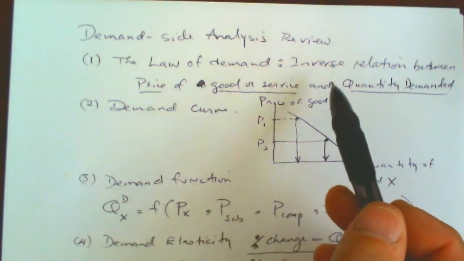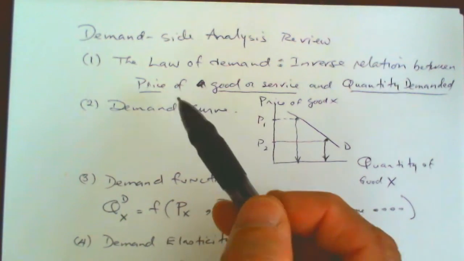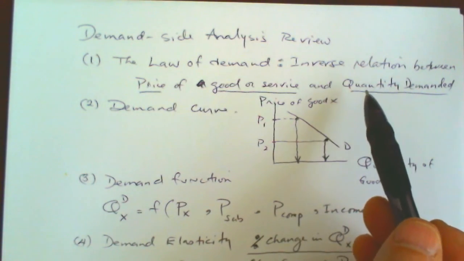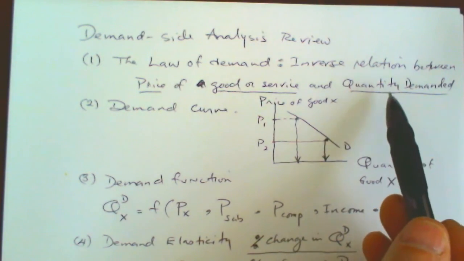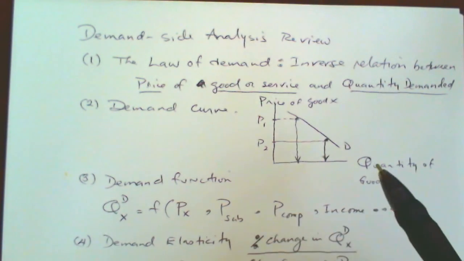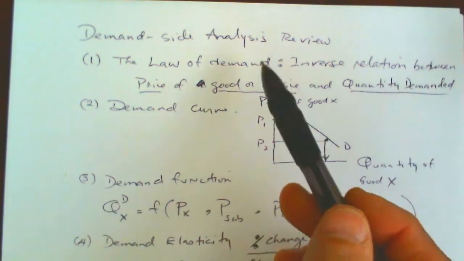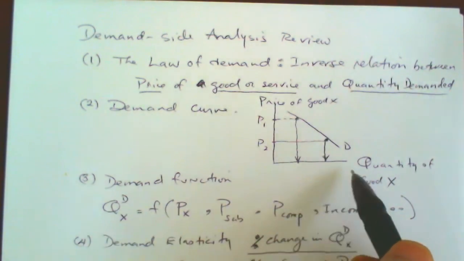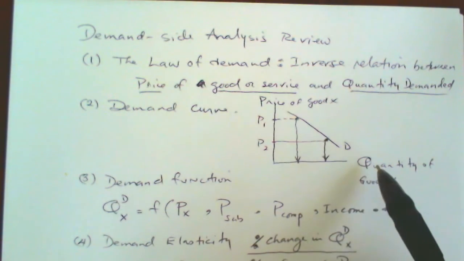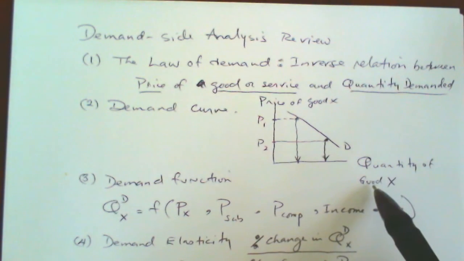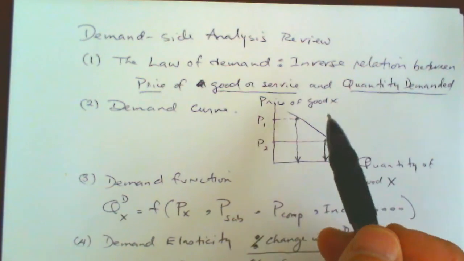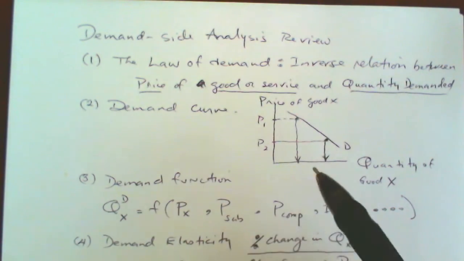And these two are inversely related, meaning that higher prices will lead to lower quantity demanded, and lower prices will lead to higher quantity demanded. In order to convert this statement into a graphical representation, we have a two-dimensional graph with quantity of the good measured on the horizontal axis and the price of the same good. Very important, remember, it is the price of the same good on the vertical axis.